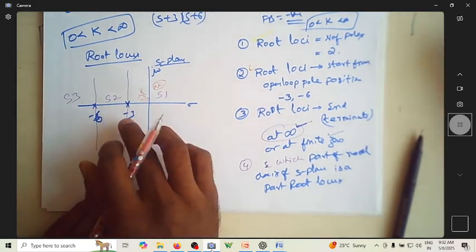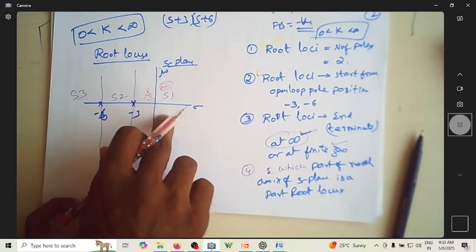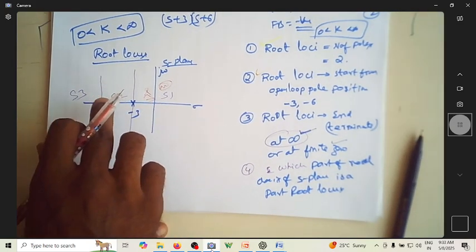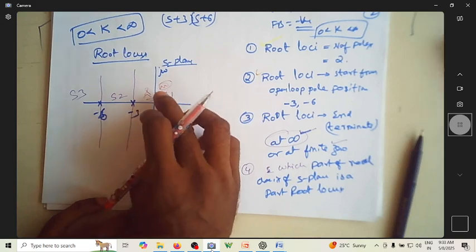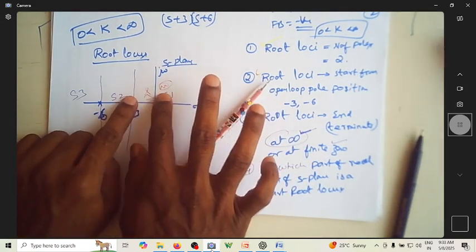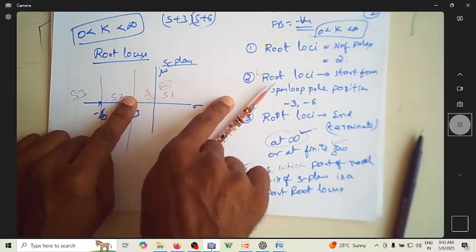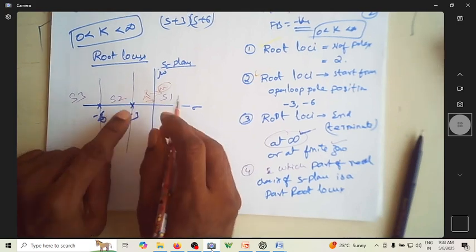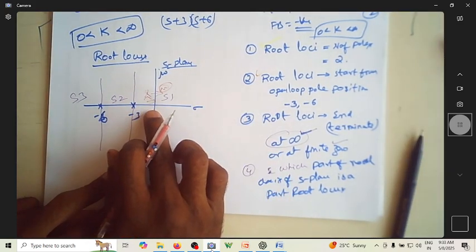Because the whole idea of partitioning this is to know whether segment 1 is a part of root locus, whether segment 2 is a part of root locus, whether segment 3 is a part of root locus. For that, because this is your entire S1 segment, you stand anywhere here and look towards the right. How many poles and zeros are there? Nothing. So that's why this is not a part of root locus.